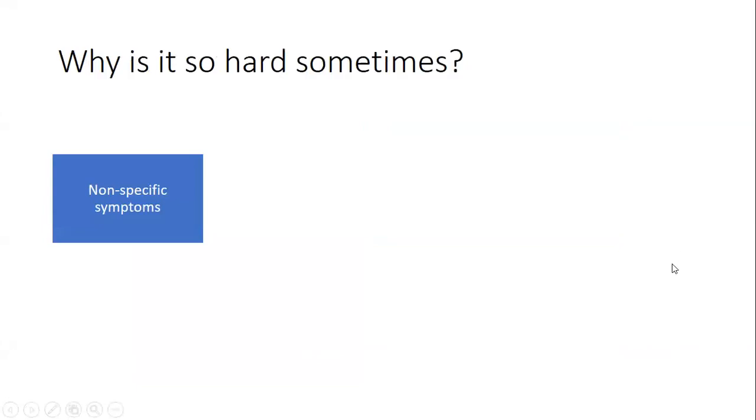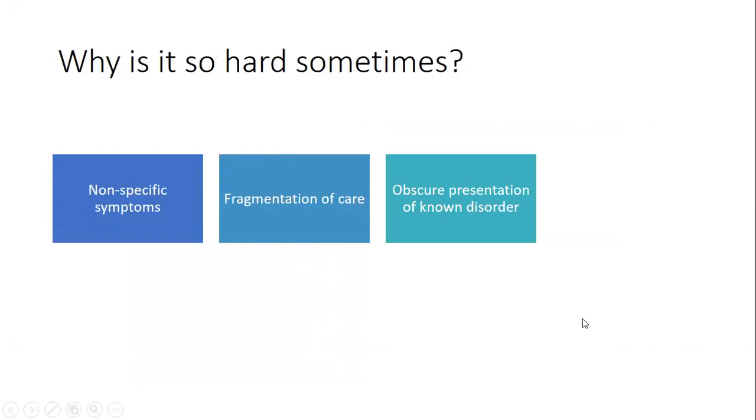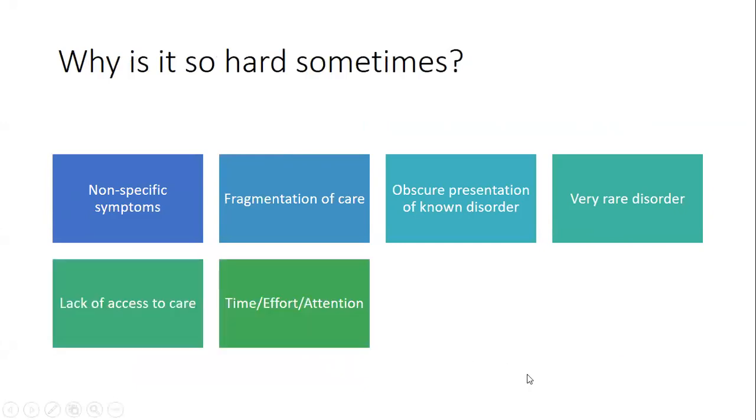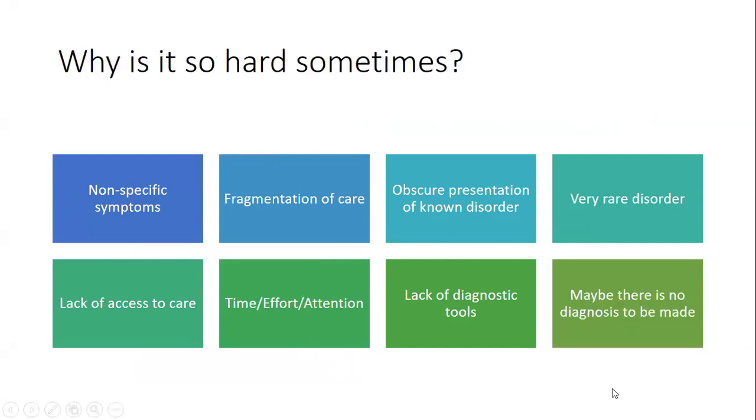Why is it hard? A lot of times we get referrals of people with non-specific symptoms. Care tends to be fragmented. Sometimes it's the obscure presentation of a known disorder. Other times it's a vanishingly rare disorder. I guarantee that SP10 variant that I described would not have been diagnosed without sequencing. No way that we would have thought of that. Many people lack access. It takes time. This is a very labor-intensive process. New tools, sequencing, for example, are allowing diagnoses to be made that would never have been made before.